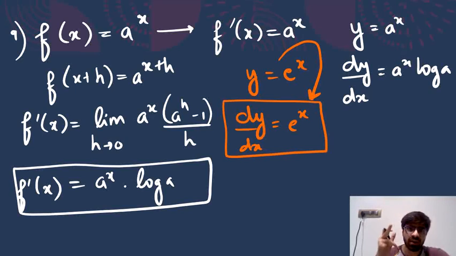You might be wondering at this point of time that, sir, for a power x, can't we write the derivative as x into a power x minus 1? You can't. I'll tell you why.